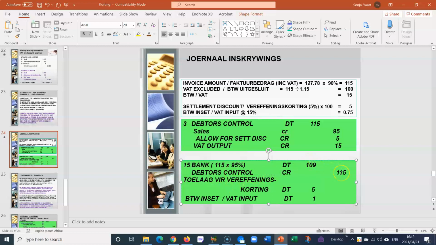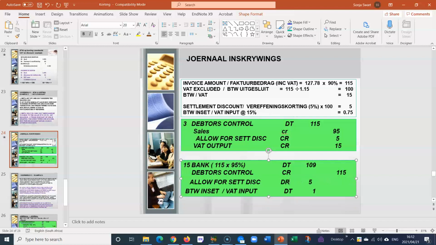Good. What is the difference between those two? The difference between those two is the settlement discount, but the settlement discount inclusive of VAT. So I want to clear out that account because it is no longer a valid account. So if I want to clear out that account, I have to debit that account with an amount of 5 Rand. Good. And then I'm going to debit VAT input with the VAT on the 5 Rand, 15% of 5 equals 1. So that is going to be debited against the VAT input account 1.